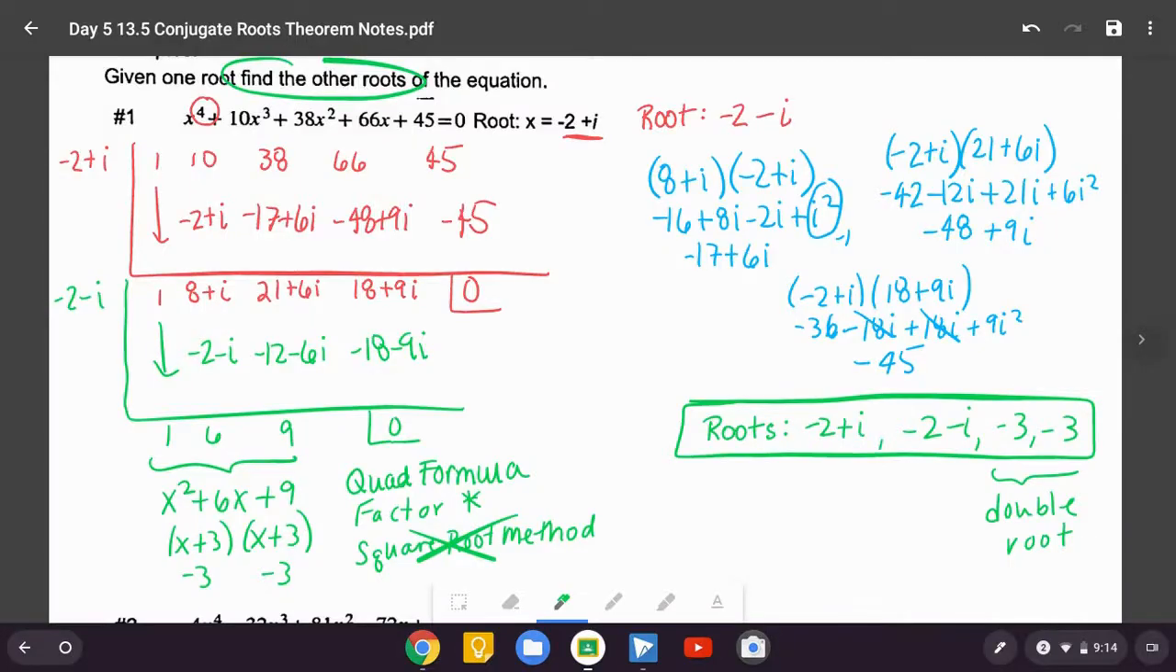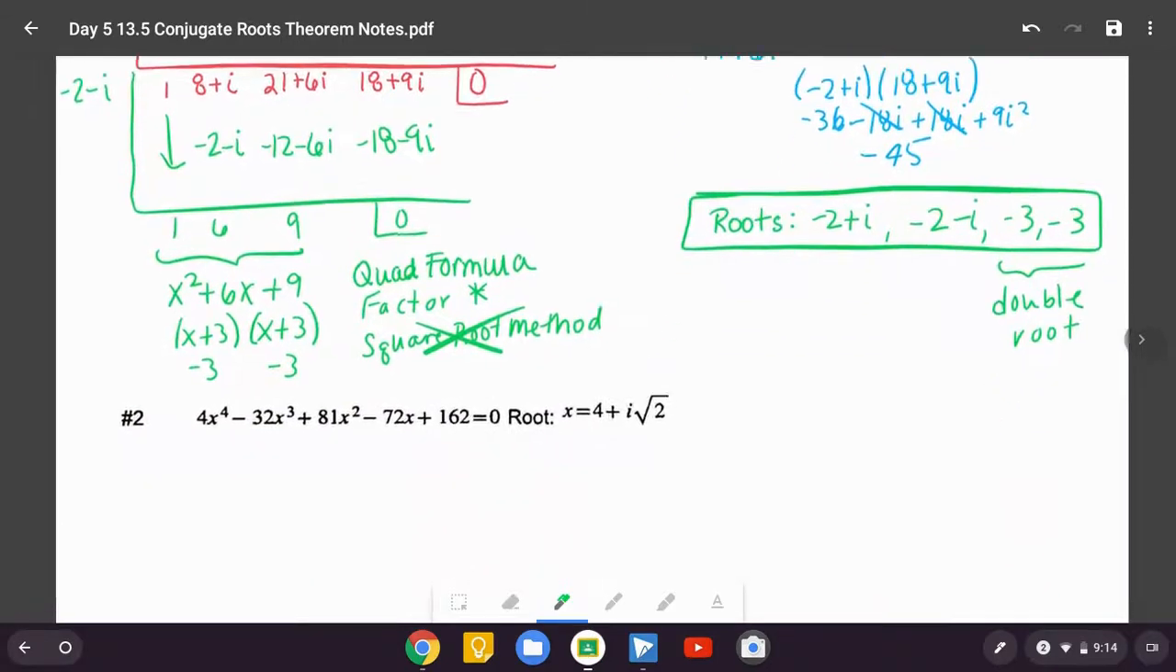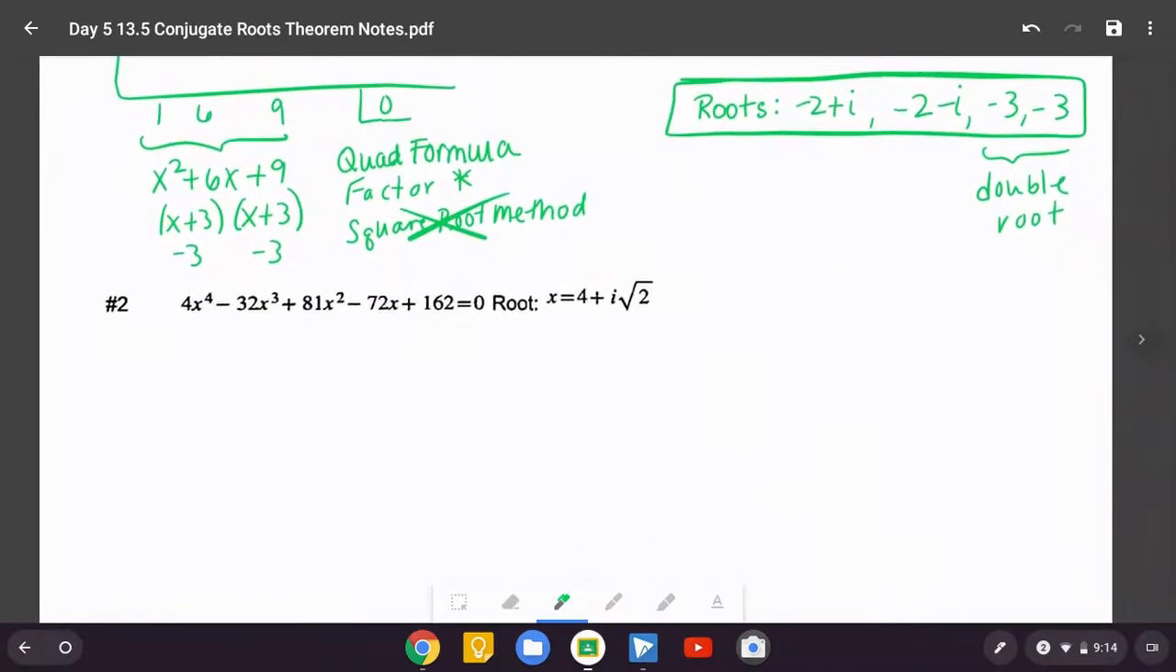All right, moving on to the next problem. This time they give us 4 plus i root 2, which is an irrational and imaginary root. So we know that by the conjugate theorem, we should have 4 minus i root 2 as a second root. All right, this is a 4th degree polynomial.